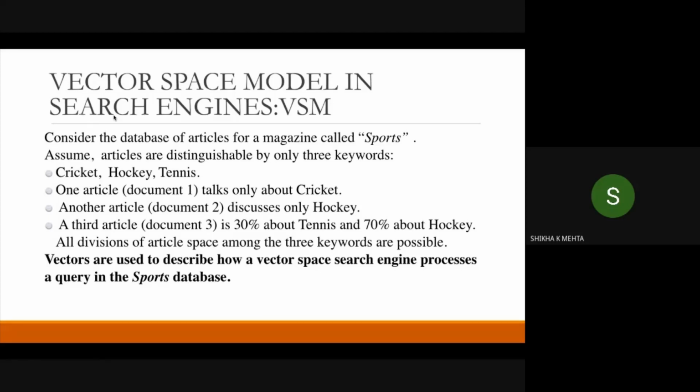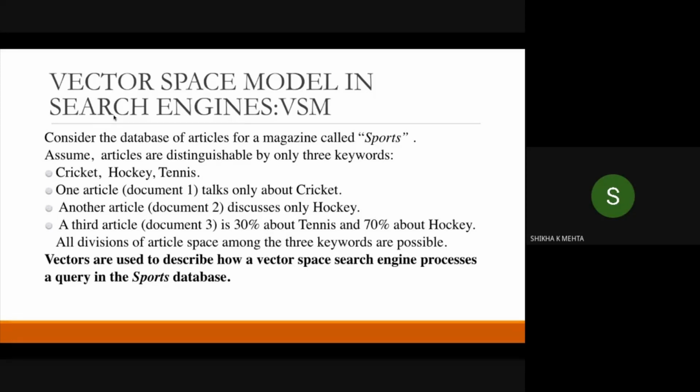So one document is giving information about cricket, another about hockey. Most of the terms in the first article are related to cricket. In the second document, most of the terms are related to hockey. In the third one, it is giving information about tennis and hockey, so more of hockey and less of tennis.